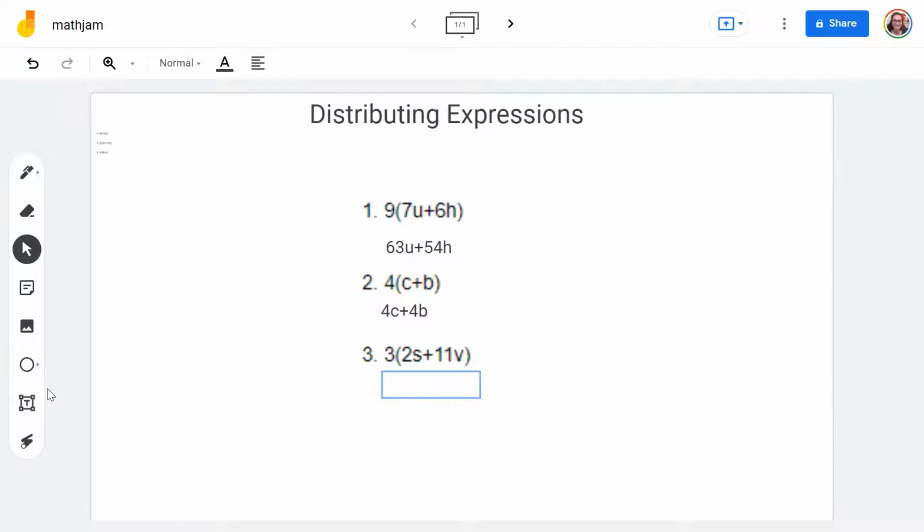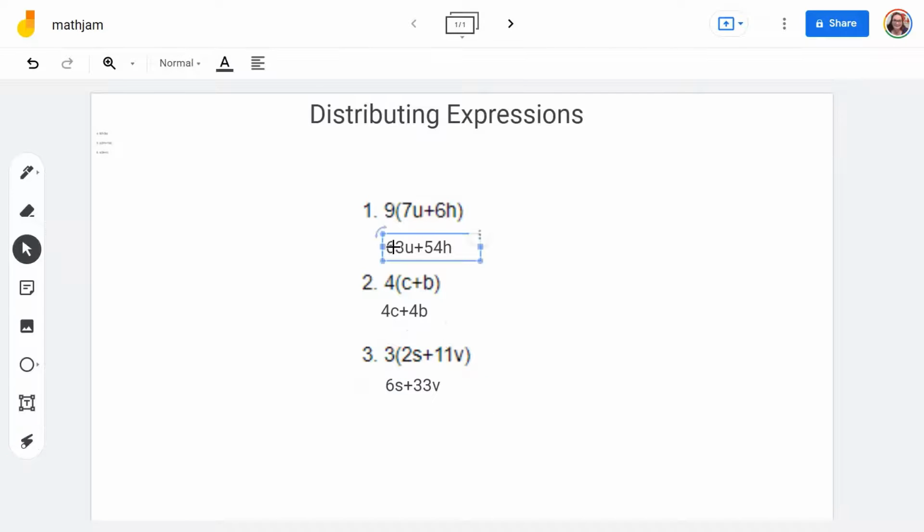All right, so this one we have 3 times (2s plus 11v). So let's see. We're going to have to multiply the 3 times 2s. So 3 times 2 is 6. So we have 6s. Don't forget the addition. So we're going to add in 11v. So 3 times 11 is 33. And remember your v. So what we did, once again, is we multiplied the 3 times the 2, and then the 3 times the 11, and this is how you get your distributed expression.